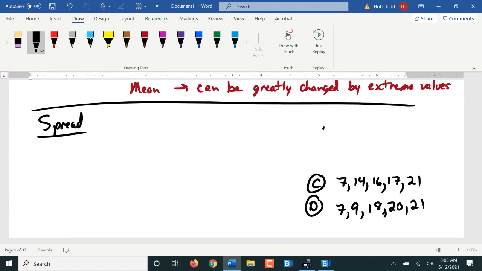Need a little bit more. I look at those two data sets. One measure of spread is the range. The mid-range was averaging the minimum and the max. The range is simply the max minus the min.